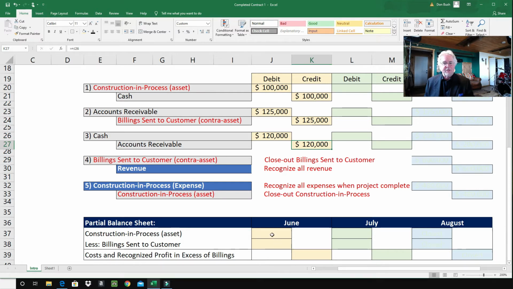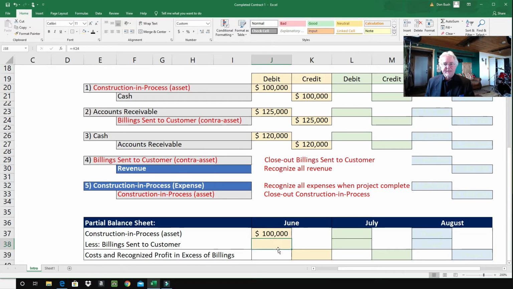So let's go down to the balance sheet here, and we're filling in just a partial balance sheet. Now, normally this little partial bit of the balance sheet would be in the current asset section, but there's going to be a little bit of a twist here. Watch and see what happens. Construction in process. So let's see here. We spent $100,000 on construction in process. So we'll drop in 100 grand.